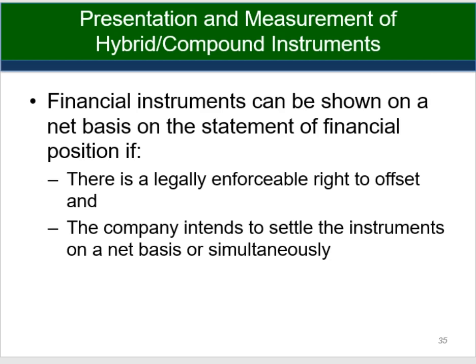You can offset financial instruments if you have a legally enforceable right to net the amount. So if you've got one financial asset and an offsetting financial liability, and you have the legally enforceable right to net the amounts against each other, and the company intends to settle the instruments on a net basis, then you could offset them and show them as a net asset or net liability position. If you don't actually have that legally enforceable right, you would have to show them as individual assets and liabilities.